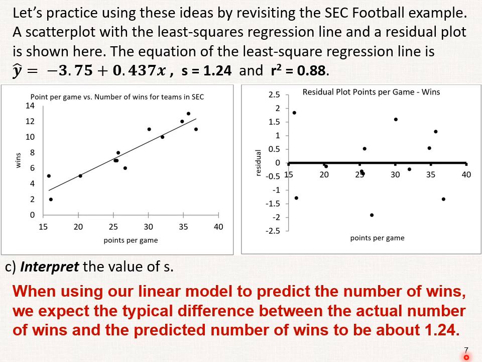And remember, S is always positive, unlike residuals, which are positive and negative. Standard deviations are always positive. So we would be off by 1.24, but in either direction, right? Because there's no positive or negative here. So we'd either be above it or below it. That's how much we would expect to be off.